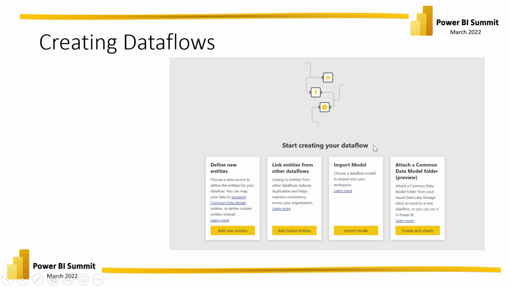When you click on create data flows, this is the structure that you get. You can either start creating your data flow using define new entities. When you click on define new entities, you can choose a data source out of the number of entities and connectors that are available, and then create the data flow. You can also link to entities from other data flows. At that stage you can use this box to add linked entities.